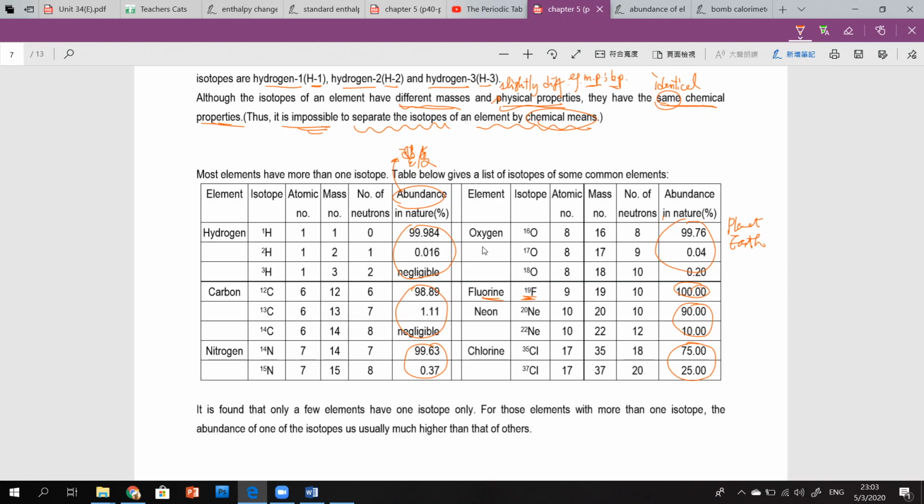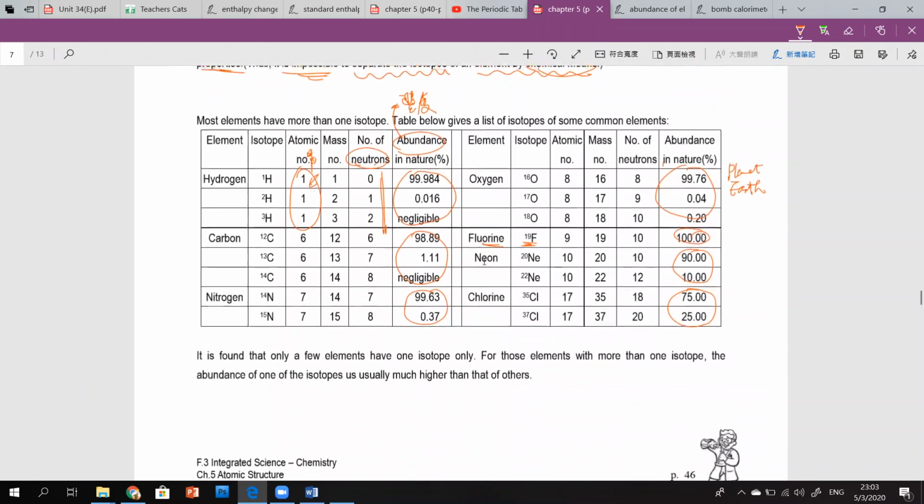So can you get the point? Once again, I need to remind you what is meant by isotopes. They are different atoms of the same element, but they have the same number of protons, but a different number of neutrons. So this is what I would like to talk about.